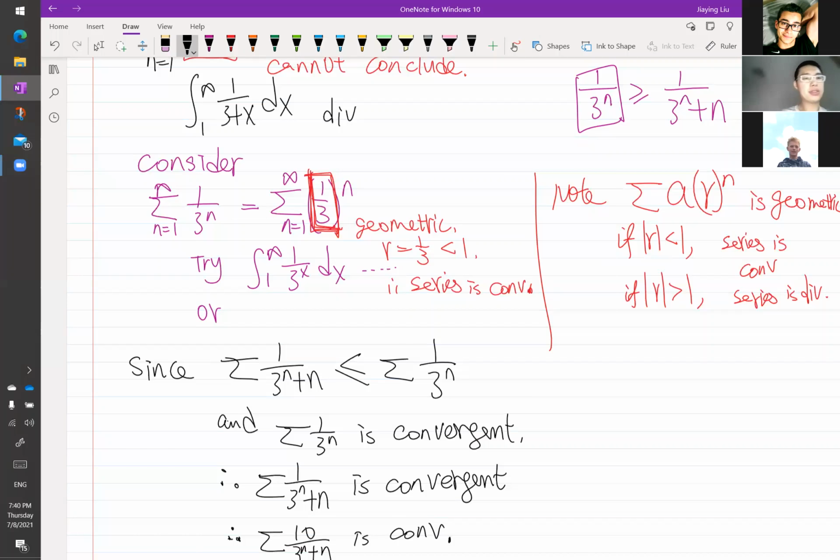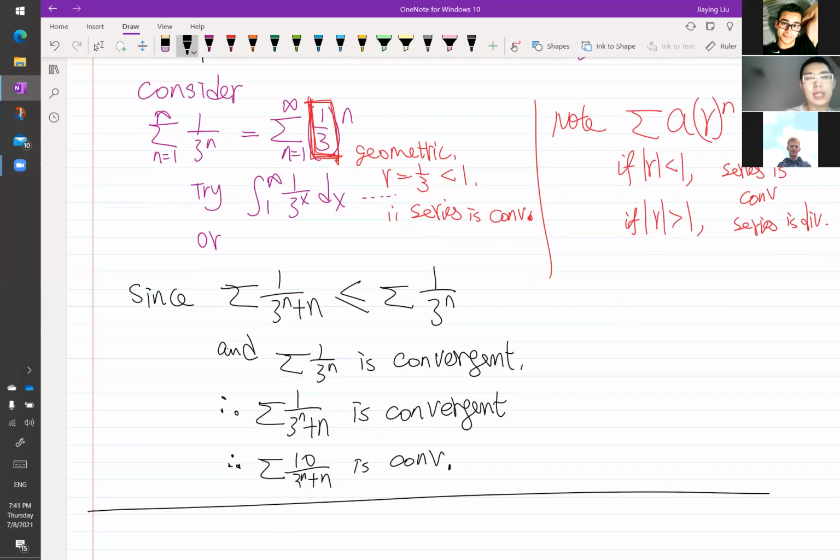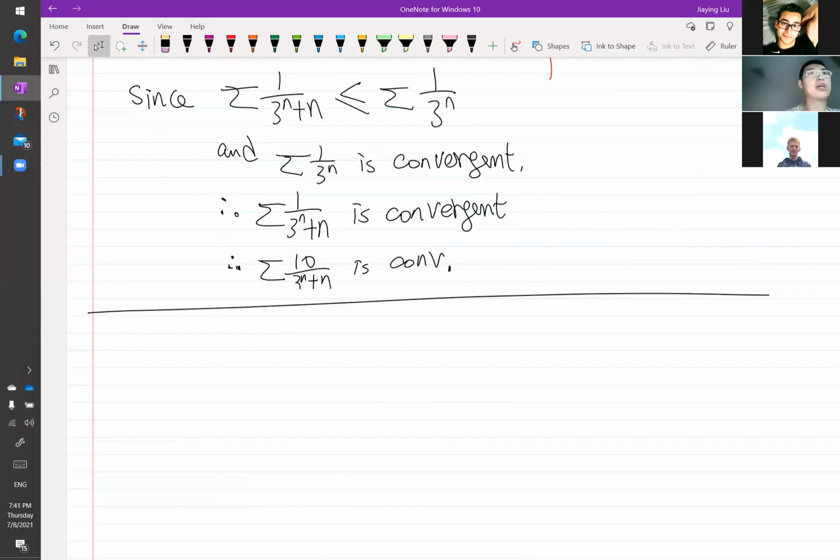Any other questions about this example? All right. It's really a lot of practice. The more you practice, the better. Just try to pay attention to each example.